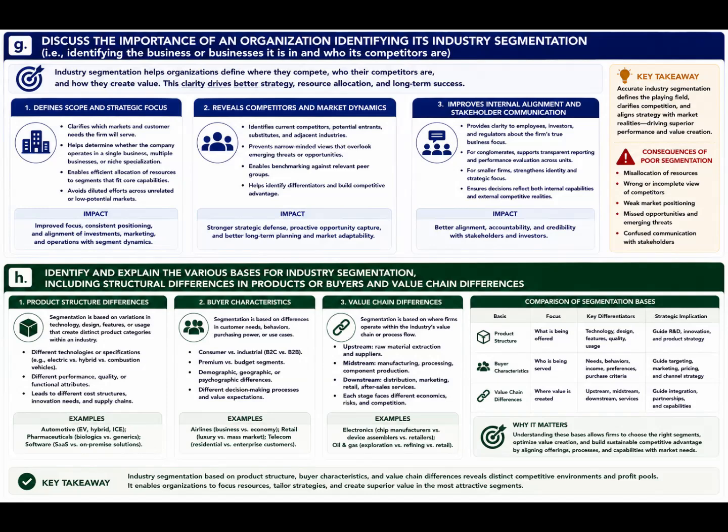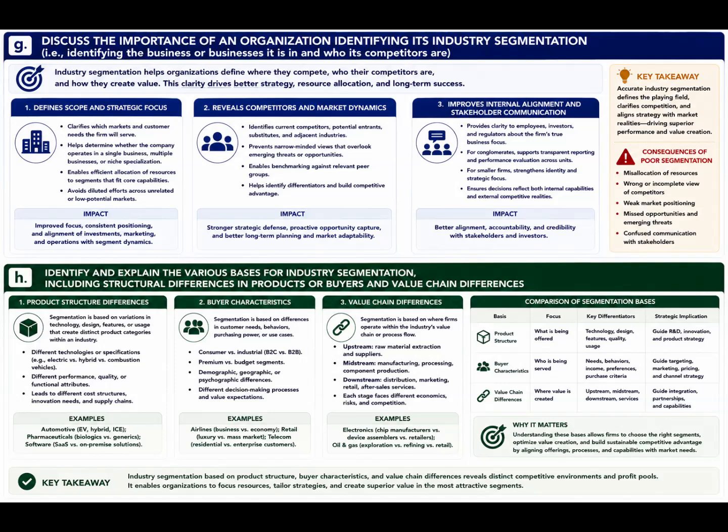Industry segmentation. LOS-G. Discuss the importance of an organization identifying its industry segmentation, i.e., identifying the business or businesses it is in and who its competitors are. Correctly identifying industry segmentation is essential because it defines the scope of competition and strategic positioning. Organizations must clearly determine which business or businesses they are truly in, rather than relying on narrow product definitions. A company that defines itself too narrowly may overlook substitute products or emerging competitors, while defining itself too broadly may dilute focus.